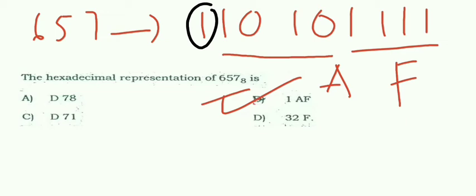So whenever you want to convert octal into hexadecimal or hexadecimal to octal, first convert the given representation into binary, then convert into the type of representation asked, right? Okay, so option B is the right answer.